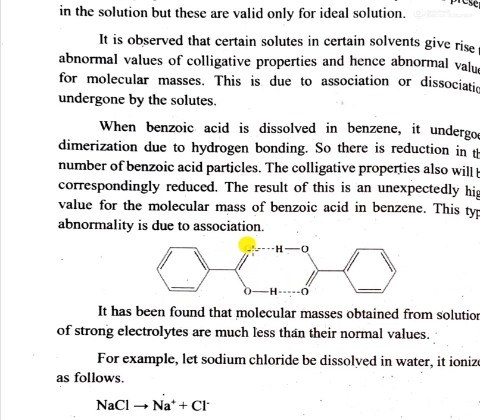This is because the polar part, that is the one with the functional group, will come closer and associate through hydrogen bonding. And the non-polar part will be oriented towards the benzene solvent. So this is a typical case of association. And it has been found that the molecular mass obtained from such cases is deviating, so it is different from the actual molecular mass of the solute.